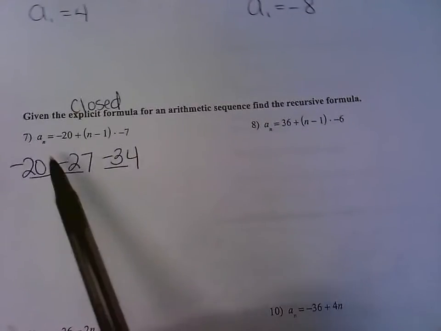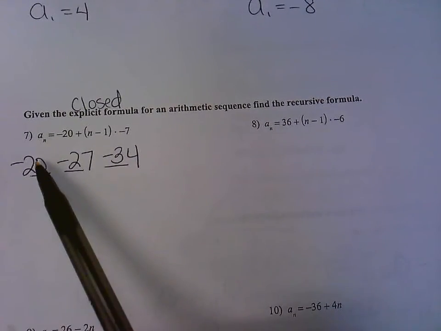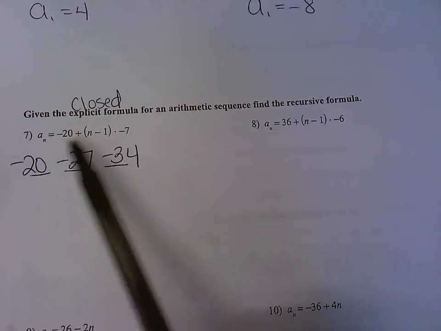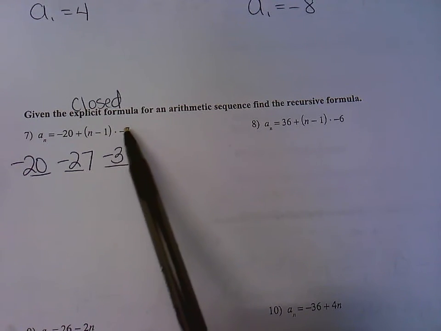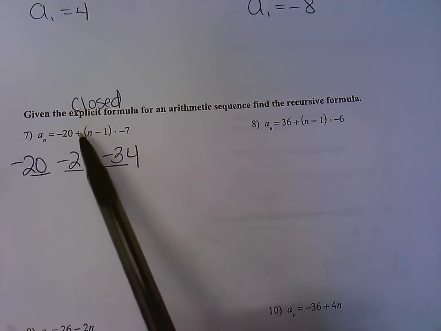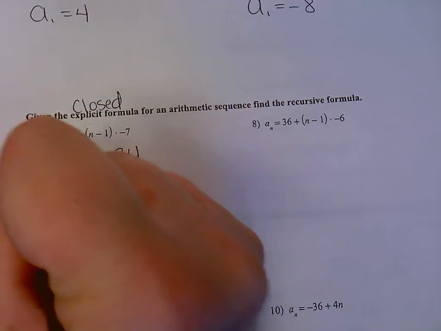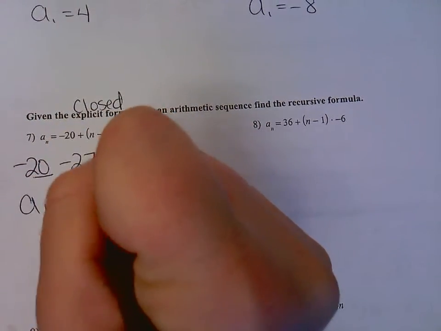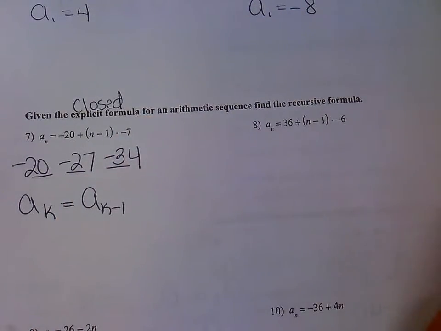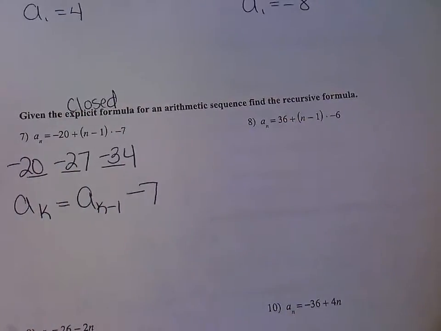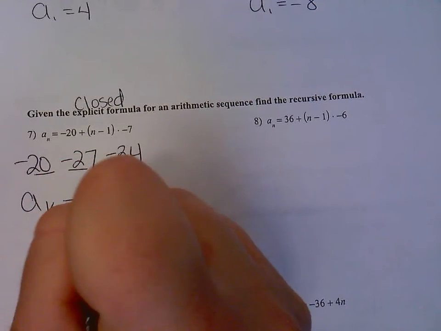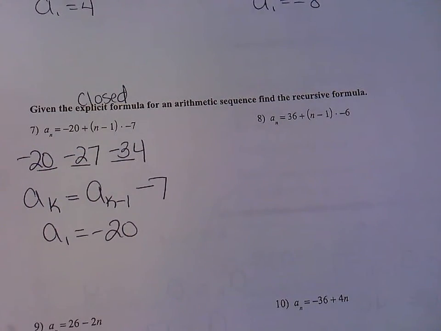So maybe it's easier to see it. Okay, my starting term is negative 20. They just kind of wrote this funny. The negative 7 they wrote over here. Usually I put the negative 7 in front of the n minus 1. So to write that recursively, a sub k equals a sub k minus 1. What are we doing? We're subtracting 7 each time. And we're starting at term 1 as negative 20.